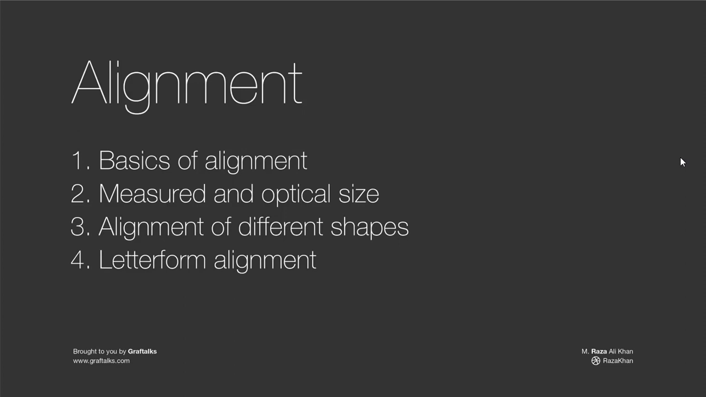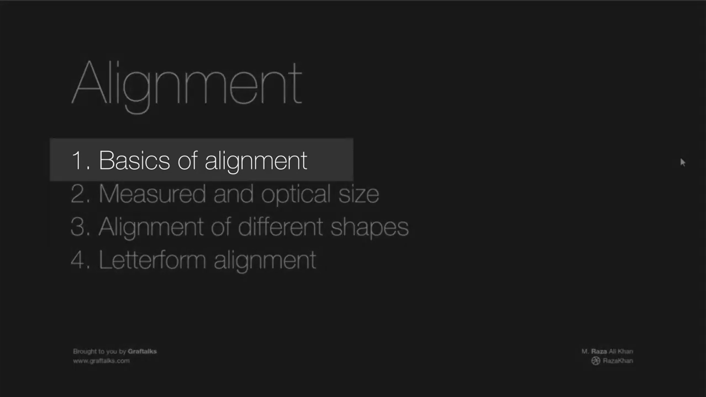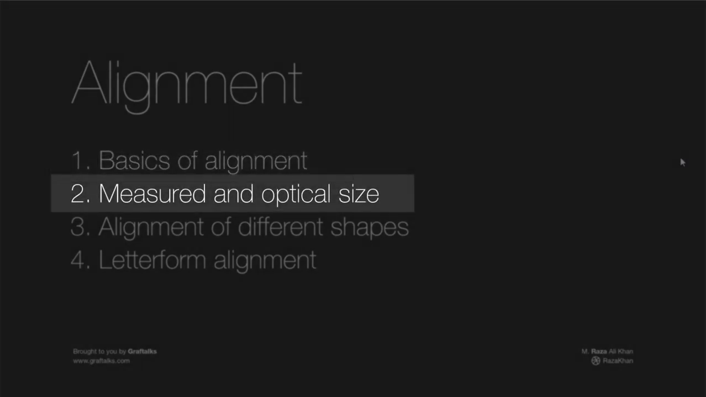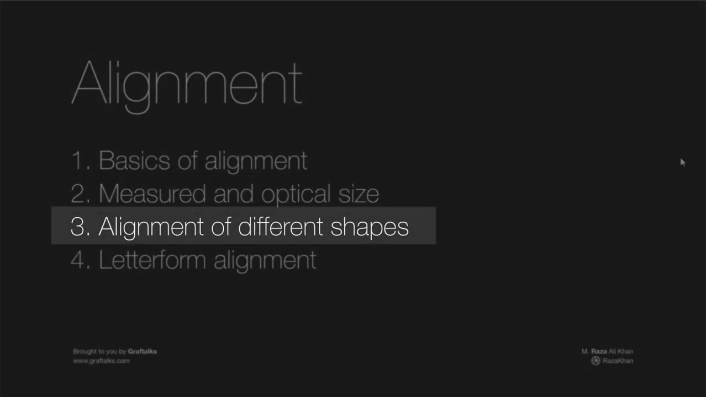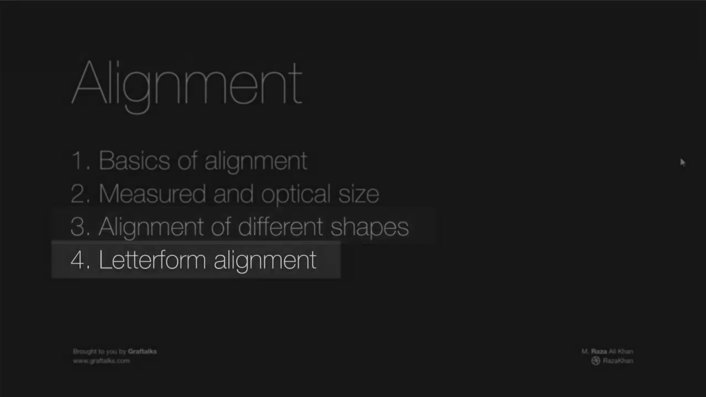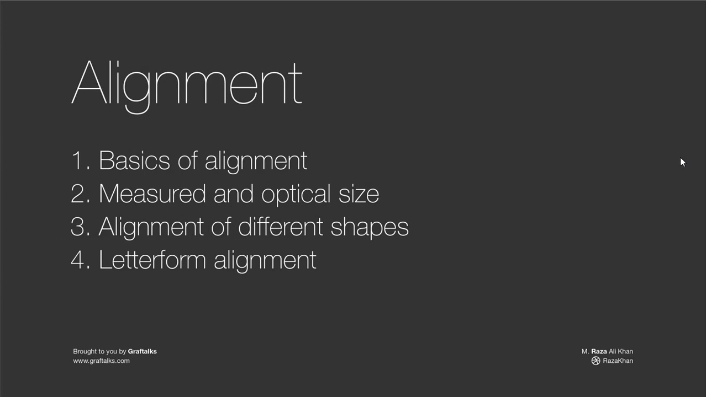So I've broken this topic down into 4 different videos. In the first video, we're going to talk about the basics of alignment. In the second video, we're going to talk about measured or mathematical and optical sizing. In the third one, I'm going to show you how different shapes can be aligned. And in the last video, I'm going to cover the alignment of letter forms. So without further ado, let's start with the basics of alignment.